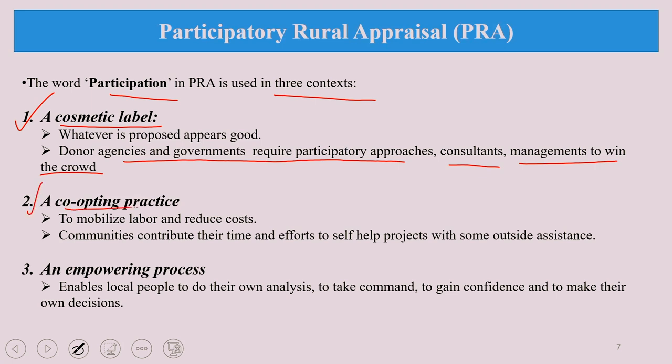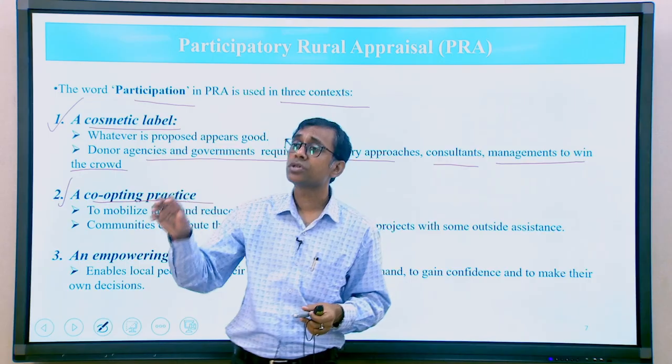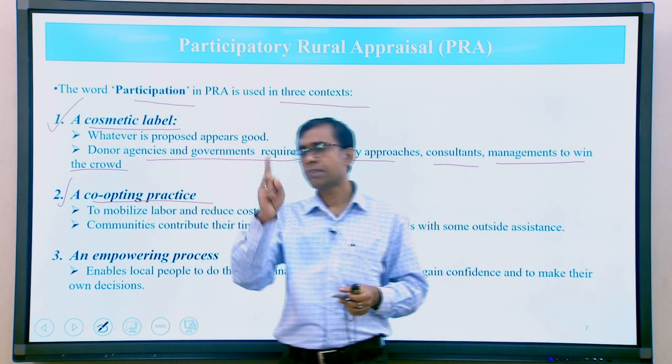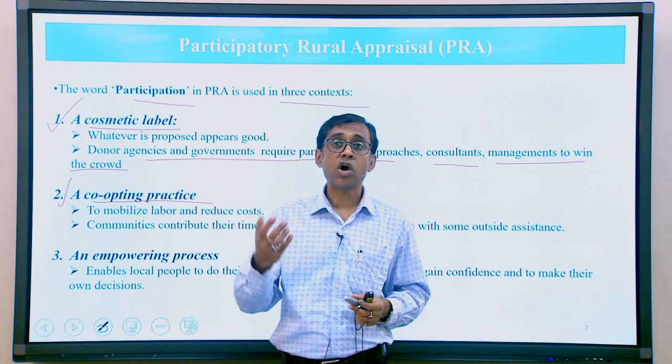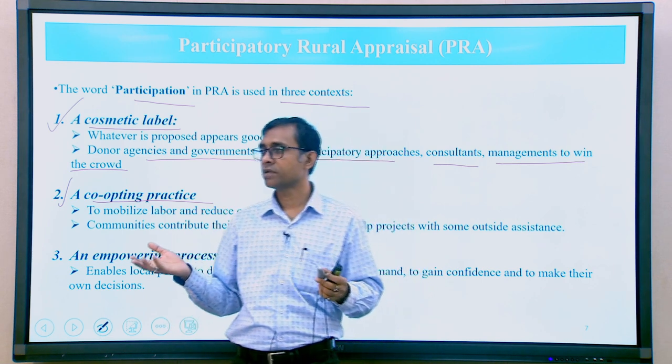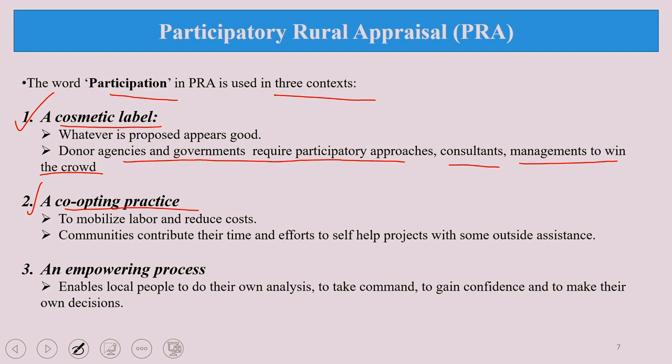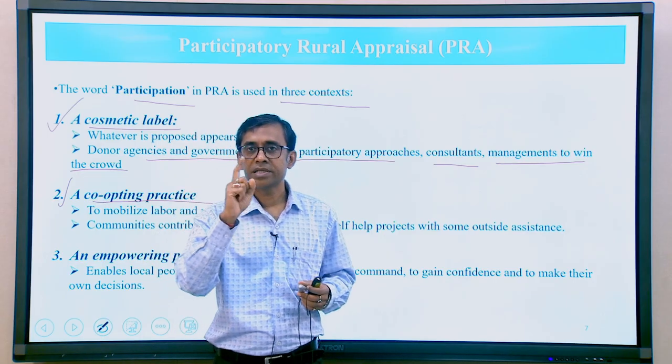A co-opting practice. Co-opting practice for what? To mobilize labor and reduce cost. What does that mean? Suppose that in a village, you went inside a village and found that water is an issue. There is not much water available there. Probably they get only 10 days or 12 days of rain in the entire year. So that means water management is an issue.